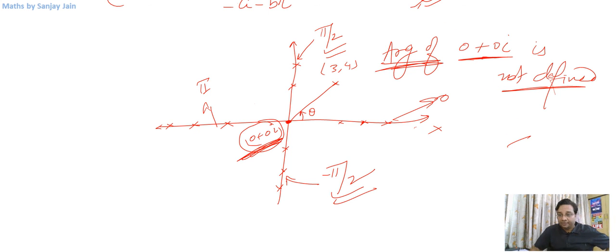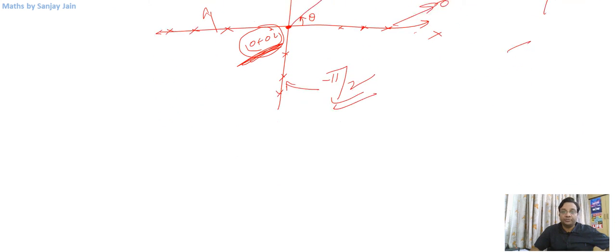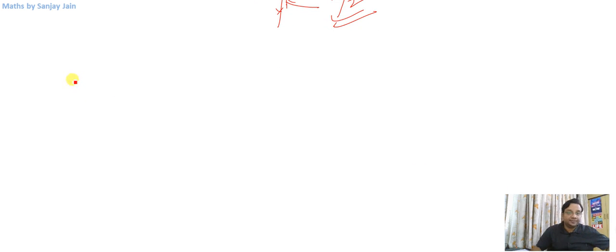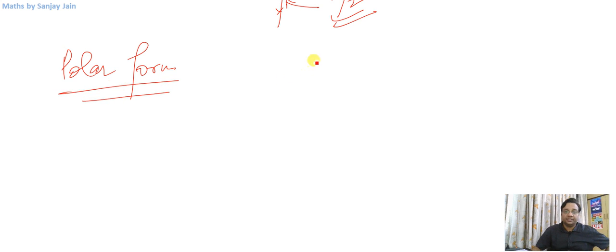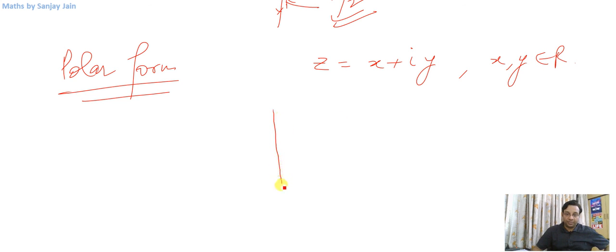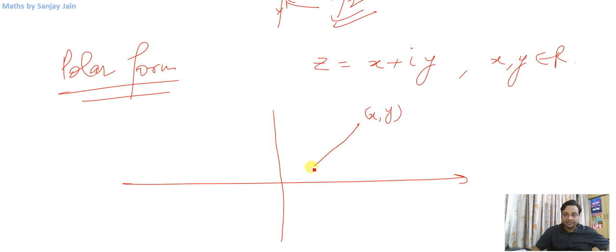Then we can have trigonometric form or polar form, which is as simple as this. So we are talking about polar form or trigonometric form. Now I represented z equal to x plus iota y, where x, y belong to real numbers, by a point here. Let it be x comma y. I said that this is z, right? And this length OP was the magnitude of z.